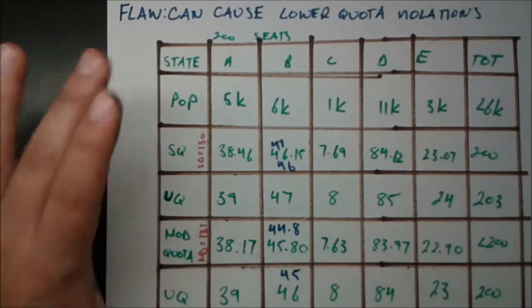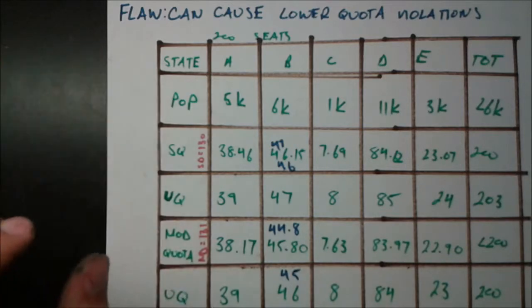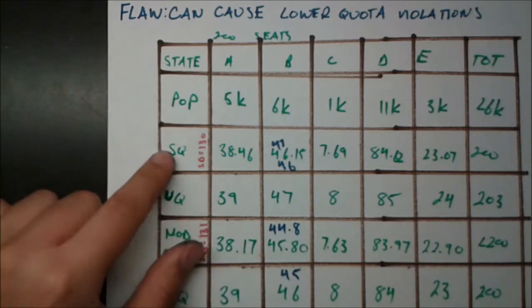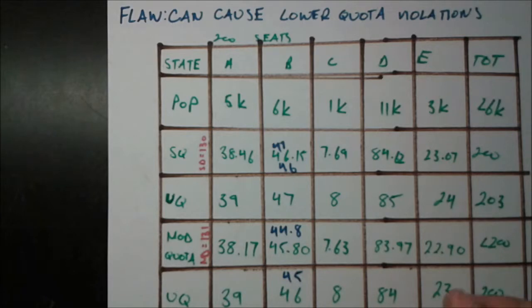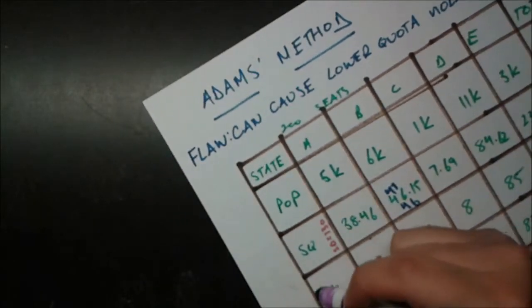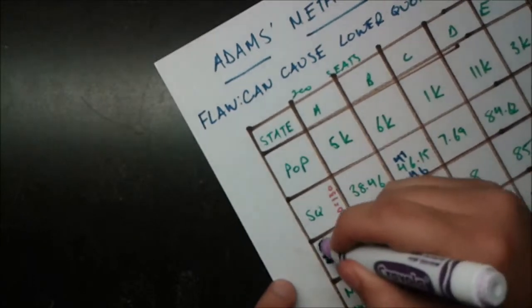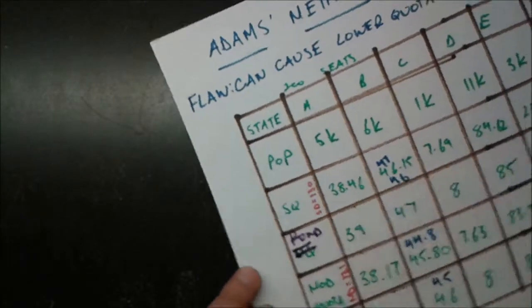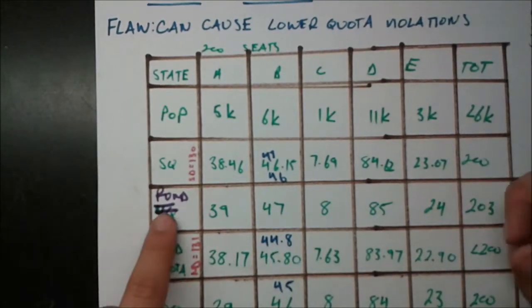But in this specific example, note that it's not in every example, we got lucky and we found that the standard quota works. So let's see why it works. So 38.46, round it. So instead of making this the upper quota row, let's make this the rounded row for the case of Webster's method.